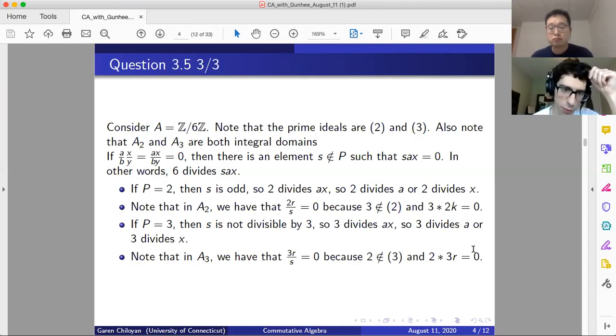Those are the only two primes we have to worry about. So A sub 2 and A sub 3 are both integral domains, but the ring we started with was not an integral domain. So that proves that the second question is not true, it's false. Okay, so that is the first question for today. Okay, so the next question gets a little bit trickier.